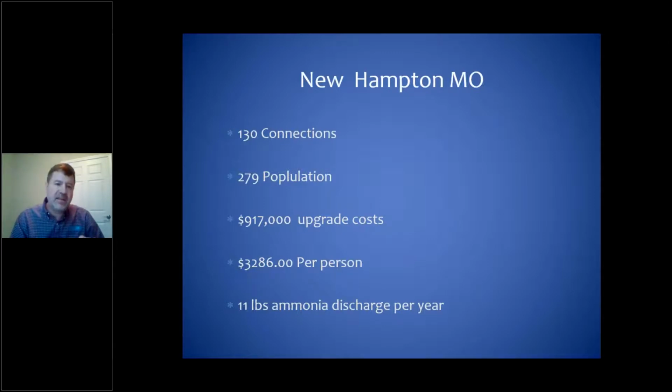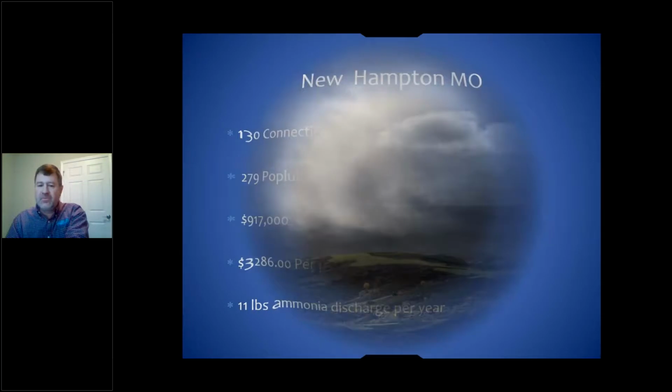And what it does at these little towns is put the last nail in the coffin in some of them. They can't afford these types of upgrades. And these are just examples they use in Missouri, and I've got a few other examples around the country.